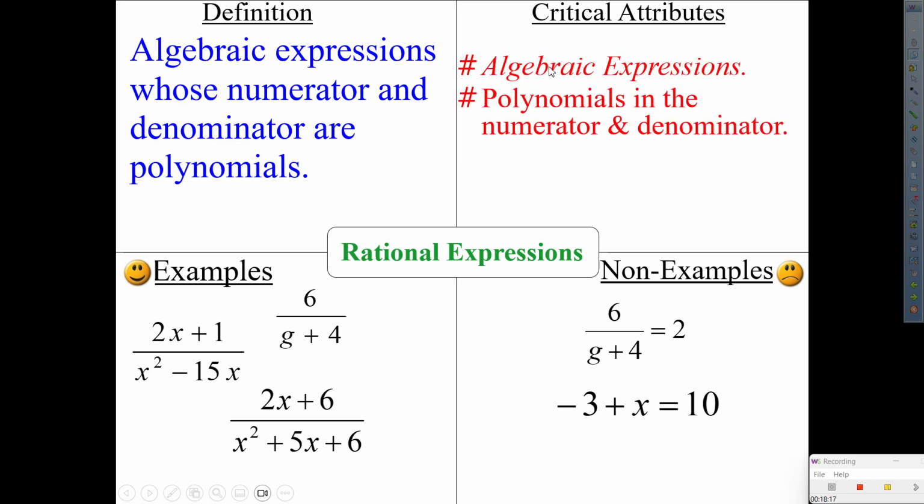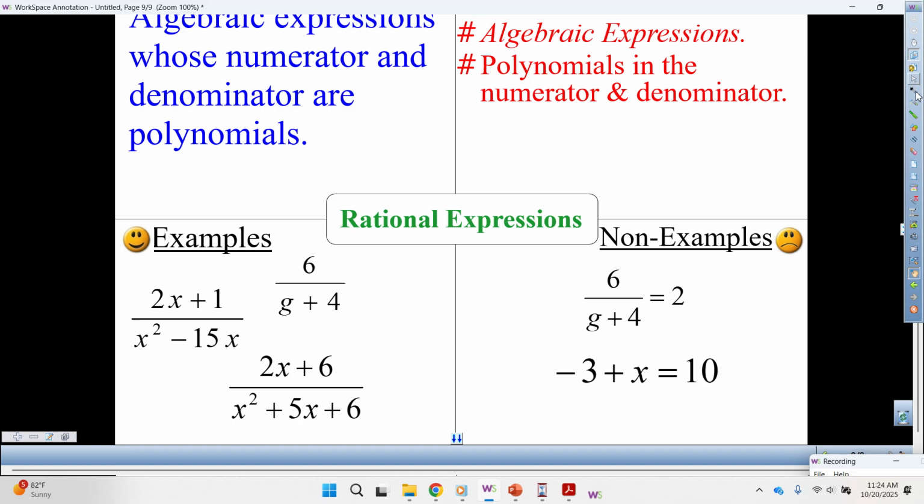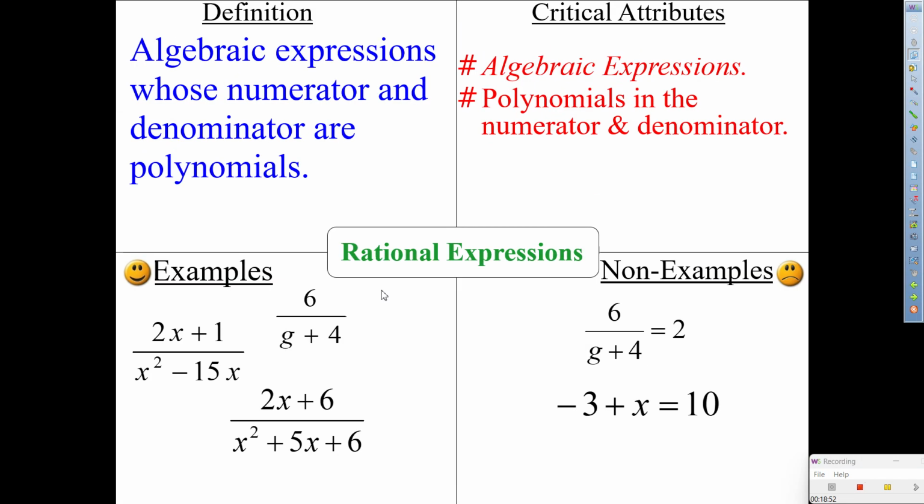So for the sake of time, hashtag algebraic expression, it has to be an expression. Hashtag polynomials in the numerator and denominator. And we said one more hashtag, one word, was what? Fractions, yes. Hashtag fractions.